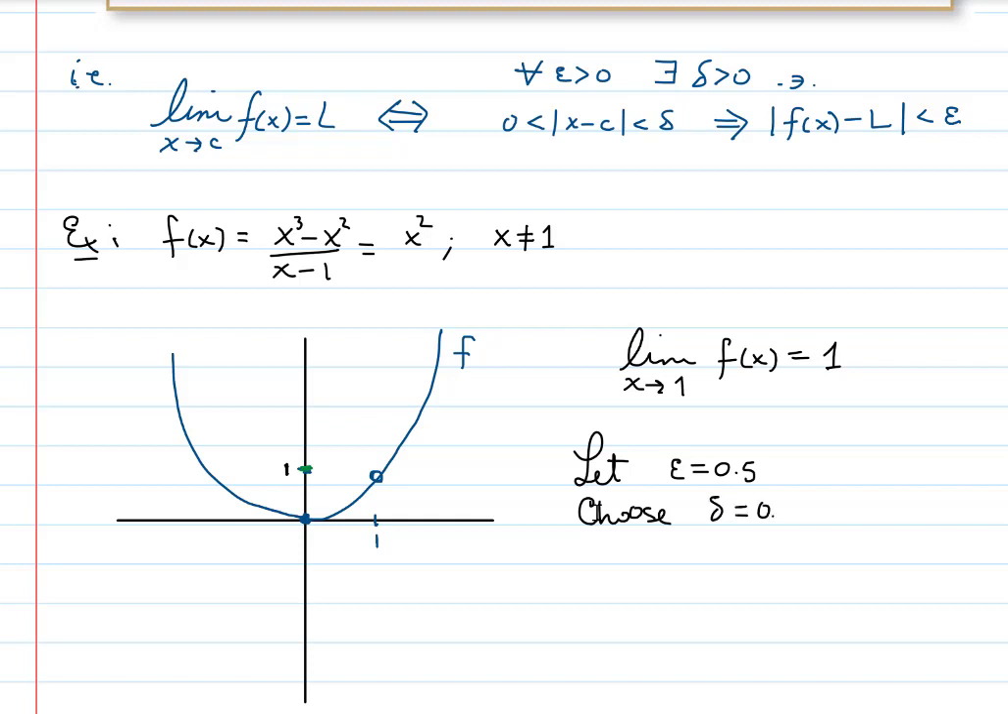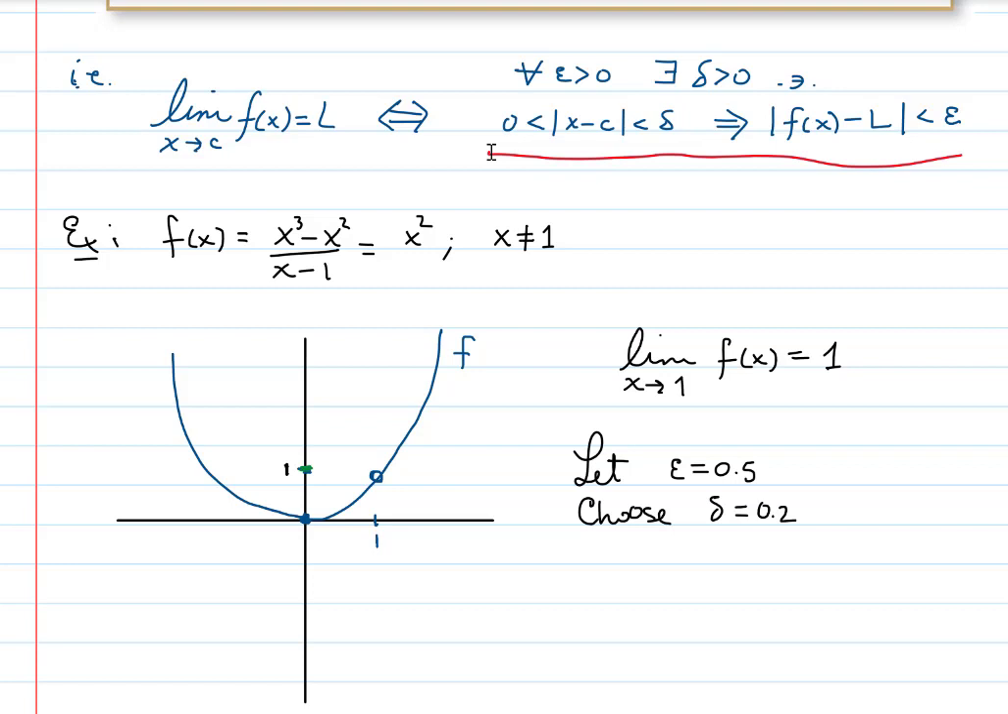So we're going to let delta be 0.2. This part right here is saying, assuming I'm letting epsilon be 0.5, I'm going to choose a delta equal to 0.2. I'm saying, if x minus c is less than delta.